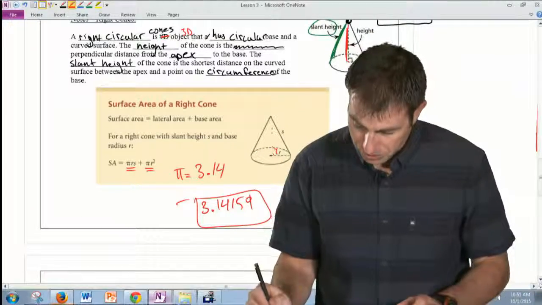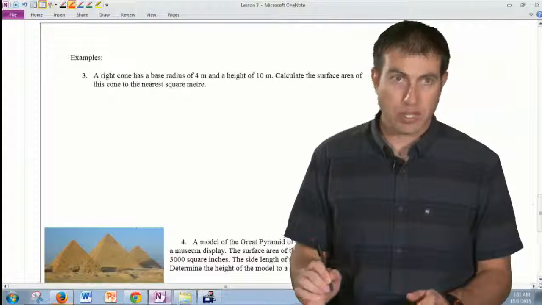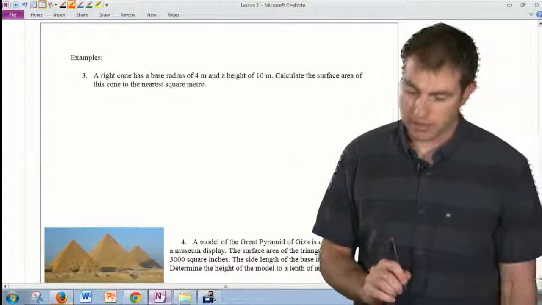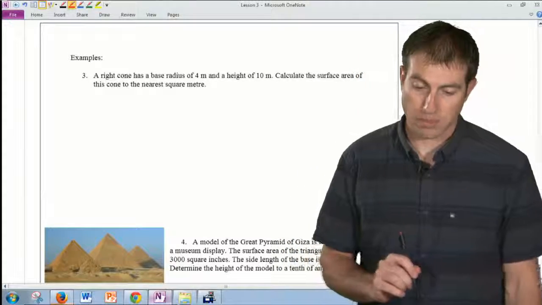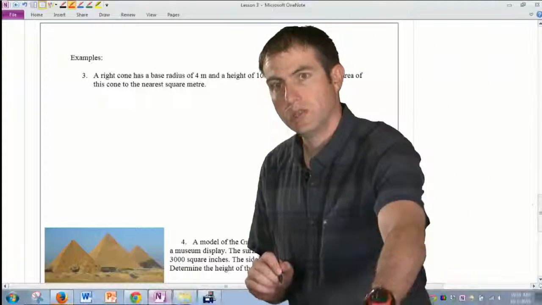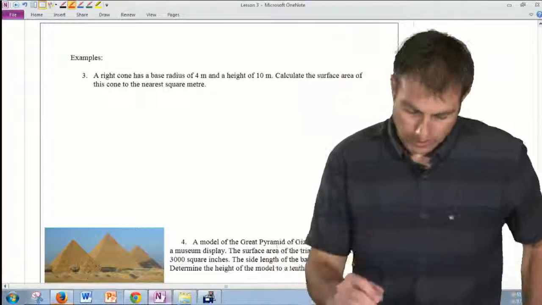I'm gonna go on and do a few of these problems, so I'm just gonna scroll down here. A right cone has a base radius of 4 meters and a height of 10 meters. Calculate the surface area of the cone to the nearest square meter. So with these problems, I always find it really helpful to draw a picture. So that's what I'm gonna do.